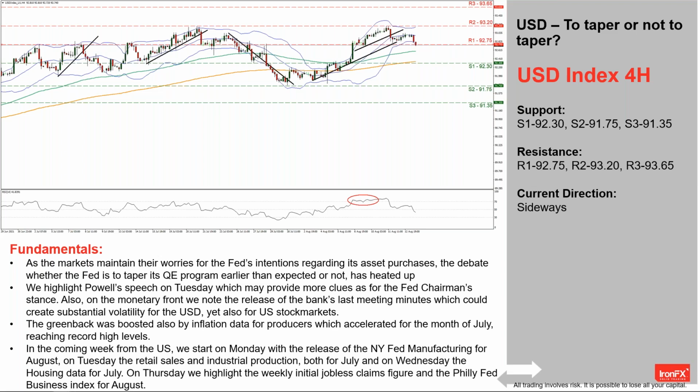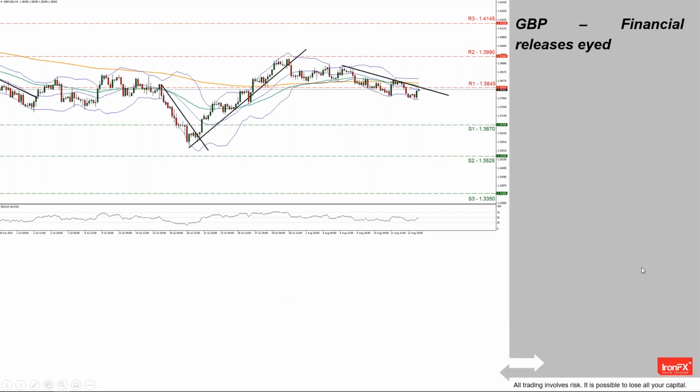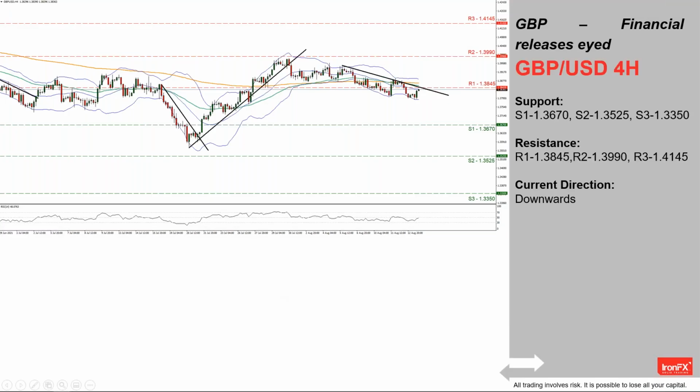Please note that the weekly initial jobless claims figure dropped, implying that the US employment market tightened for the first week of August. In the coming week from the US, we start on Monday with the release of the New York Fed manufacturing for August. On Tuesday, we get the retail sales and industrial production, both for July. And on Wednesday, the housing data for July. On Thursday, we highlight the weekly initial jobless claims figure and the Philly Fed Business Index for August. Moving now to the pound, and this would be GBPUSD's 4-hour chart.